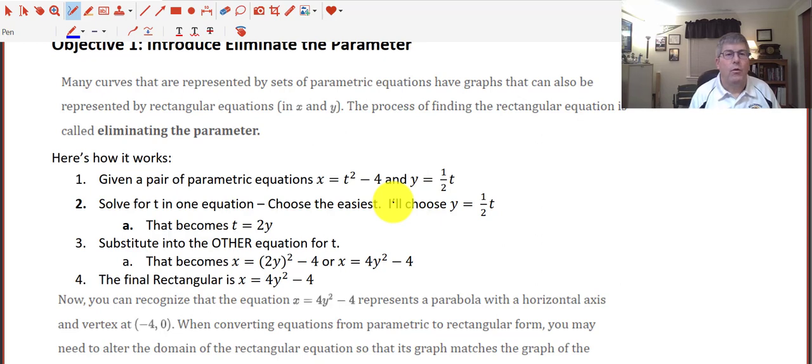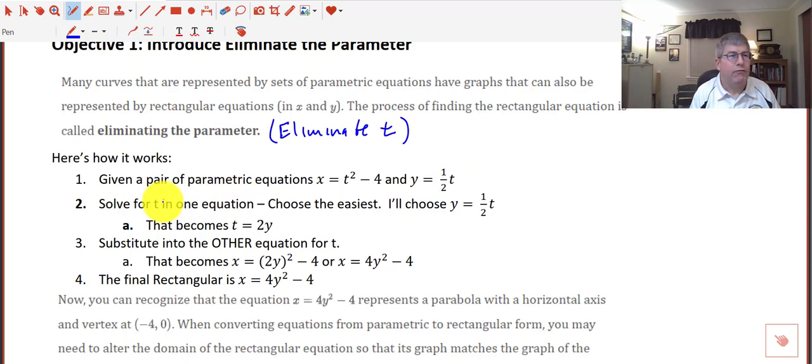Many curves that are represented by sets of parametric equations have graphs that also can be represented by rectangular equations in x and y. The process of finding the rectangular equation is called eliminating the parameter. So essentially we're going to eliminate t, because t is our parameter. Here's how it works. Given a pair of parametric equations, x equals t squared minus 4 and y equals 1/2 t, we're going to rewrite these equations in one equation in terms of x and y as opposed to two equations in terms of t.